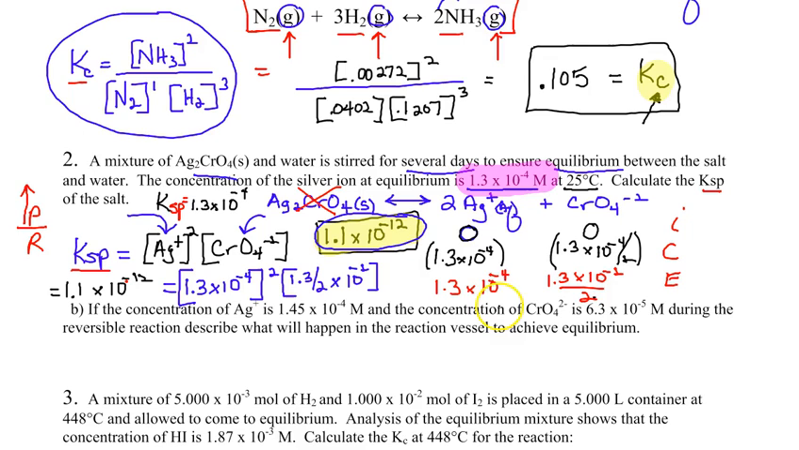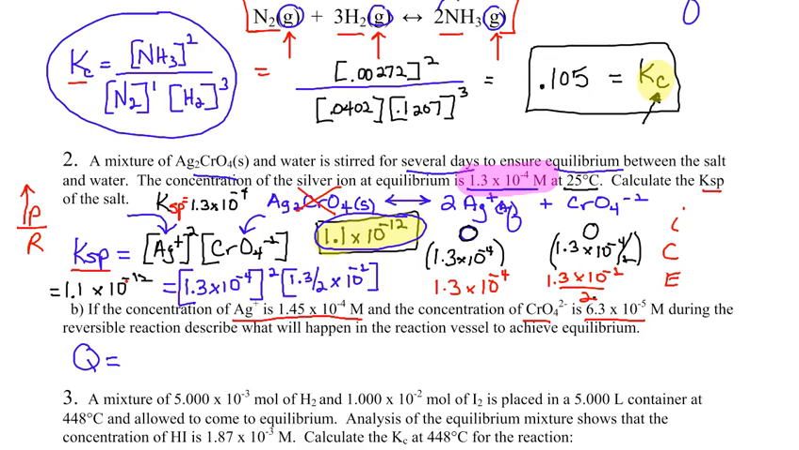Let's continue. The next part of number two, and this is really important, this ties in everything. They're telling me that if the concentration of silver is 1.5 times 10 to the negative 4, and the concentration of dichromate is this, during a reaction, describe what will happen in the reaction vessel to achieve equilibrium. So they're giving me values that are not at equilibrium. What they're doing is giving me the values so I can solve for Q. So what's Q? Q is equal to exactly what K is.